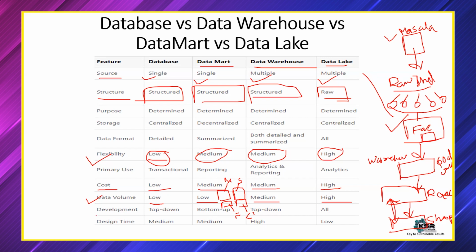Now what is the flow of data? Top to down in database, bottom up in data mart, top to down in data warehouse. In data lake it can be any of them: top to down, bottom to up, any way the data flows. Now, these are all the basic differences between database, data mart, data warehouse, and data lake.